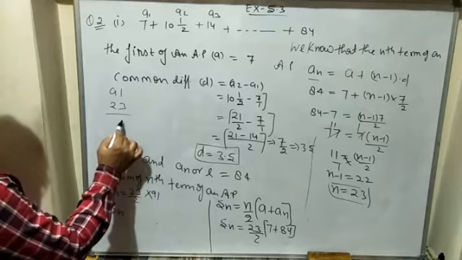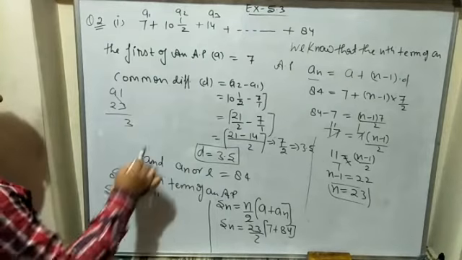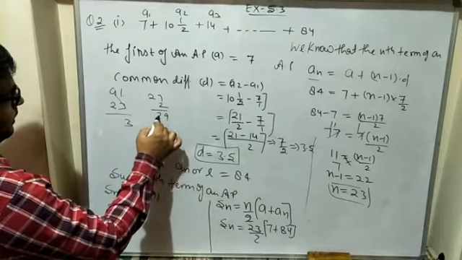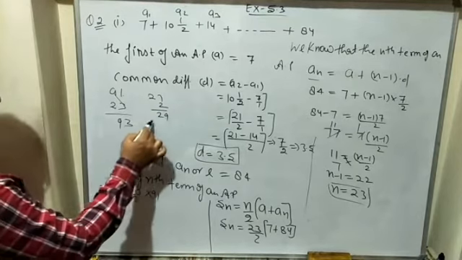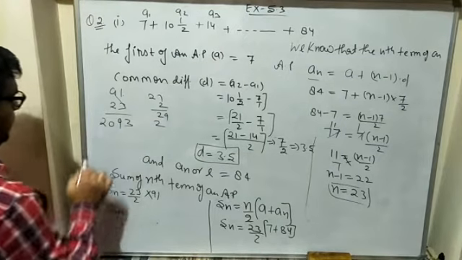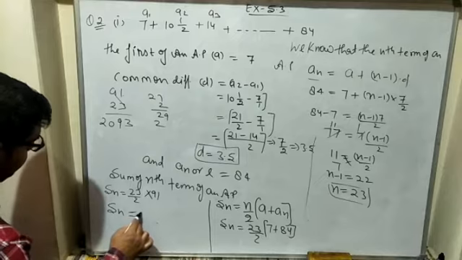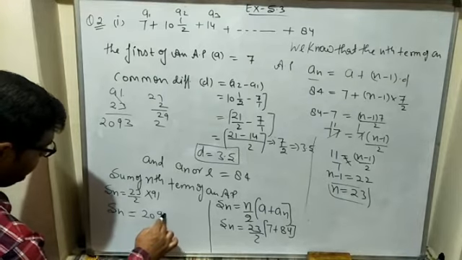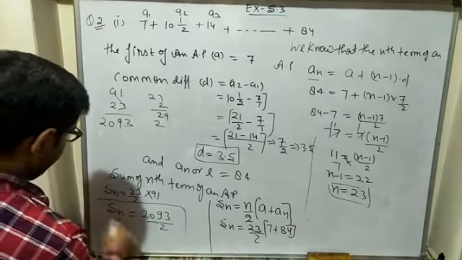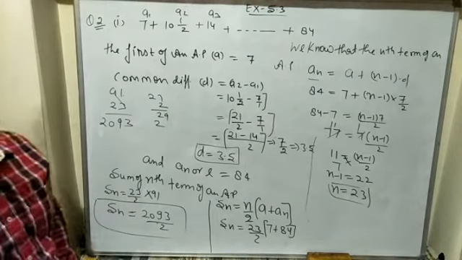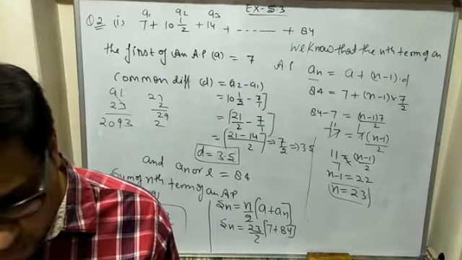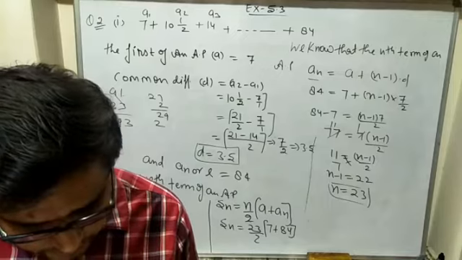23 times 91. 3 times 1, 3. And 3 times 9, 27. And 2 times 1, 2, and 7 and 2, 9. 9 and 2, 18 and 2, 20. So it will be 2093 upon 2. We are dividing it, and then we get the answer in decimal. So I think there is no problem for all of you. Just take the screenshot so we can discuss the next question.